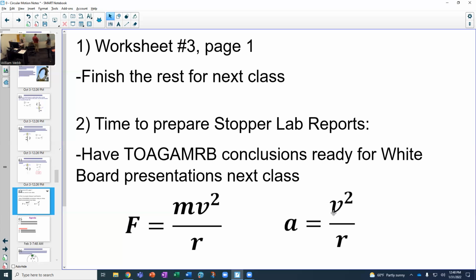So, if your frequency is 4, that means you're taking 4 cycles every second, which means your period is a fourth of a second.